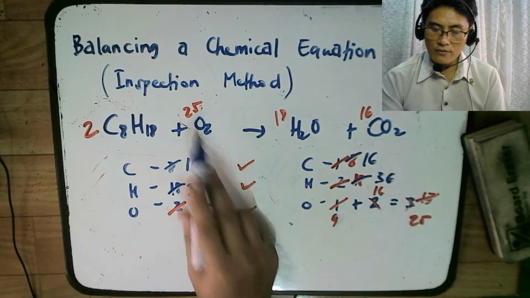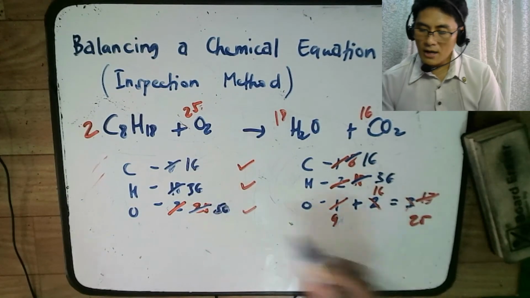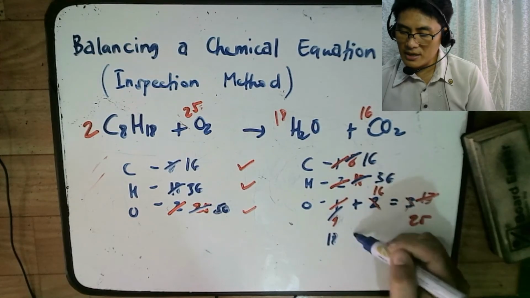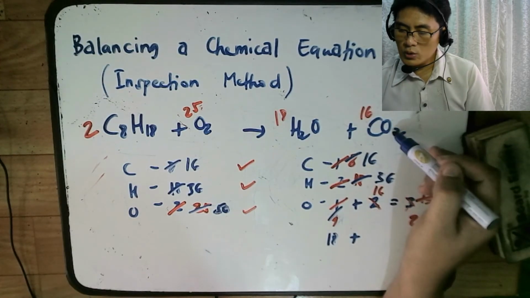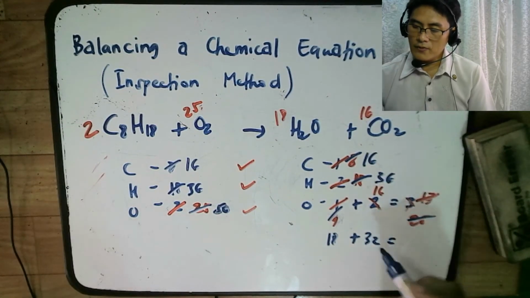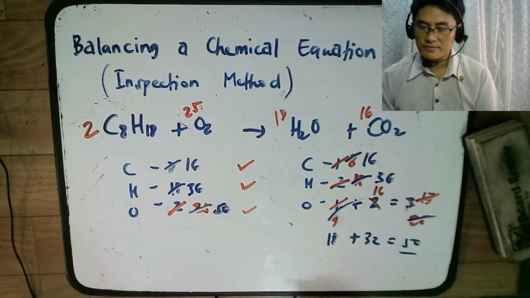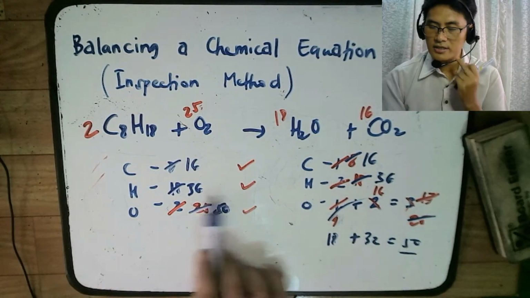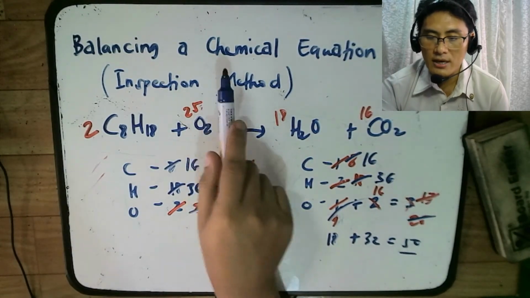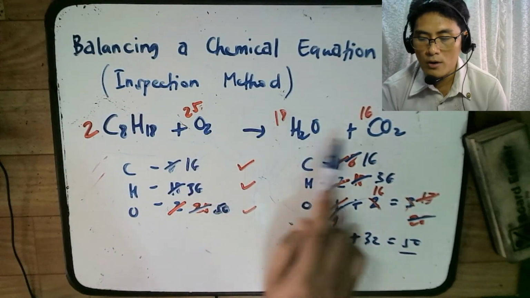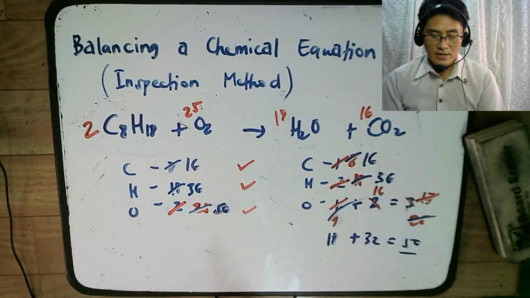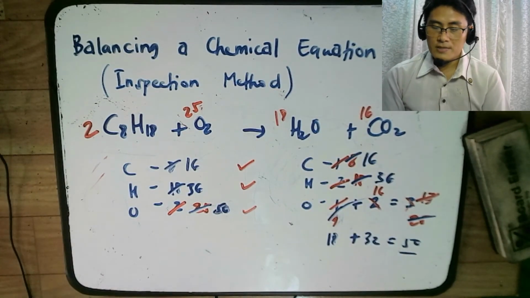That's 2 times 25. So this is 50. How about the oxygen on the other side? Well, that's 1 times 18. So this is 18 plus 2 times 16, that's 32. And therefore, 18 plus 32 is 50. So now you have balance. 16 is to 16, 36 is to 36, 50 is to 50. And you're following the rules of writing a balanced equation, which is it's in the lowest form whole numbers. Because this is 2 is to 25 is to 18 is to 16. Okay? So that's the idea for the inspection method.